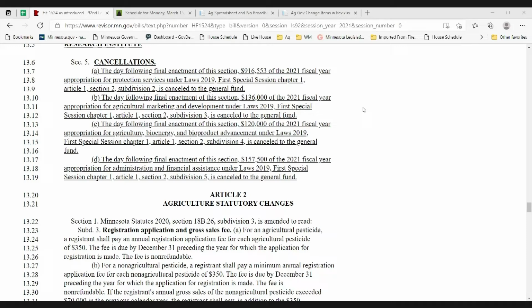And the reduction, as in the earlier part of the bill, where there are the different budget programs and the amount that can be spent under each one, these reductions are allocated to each of the 4 programs. So paragraph A is a reduction to protection services in the current fiscal year 2021. B is ag marketing and development. C is ag bioenergy and bioproduct advancement, and D is administration and financial assistance. And with that, Mr. Chair, we've reached the end of Article 1.